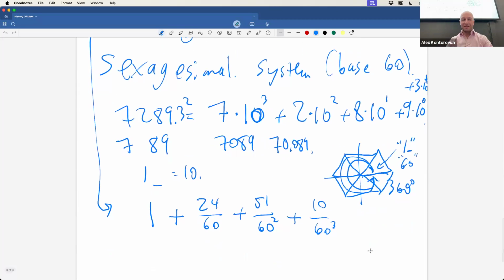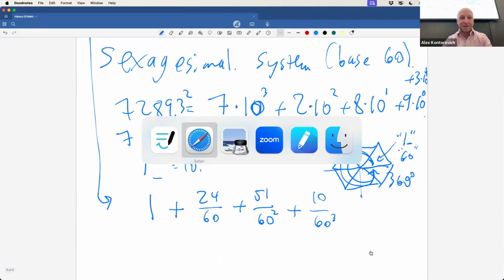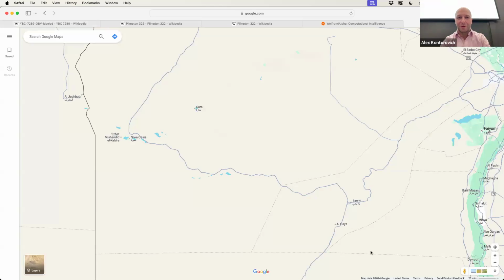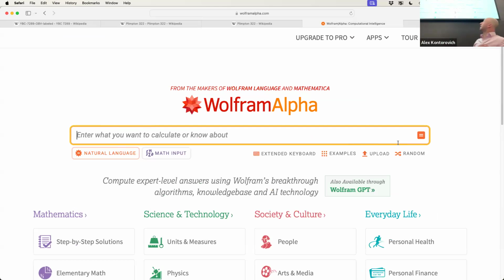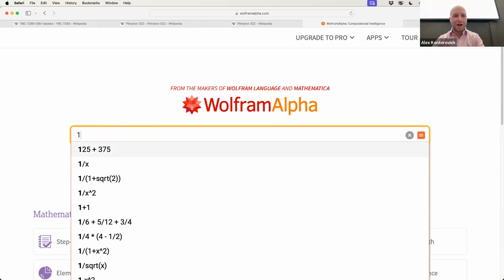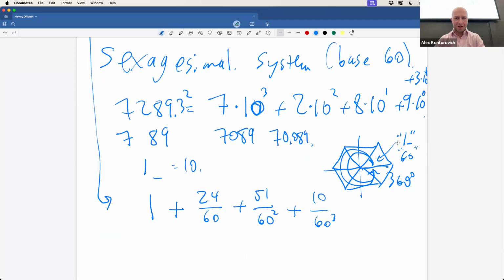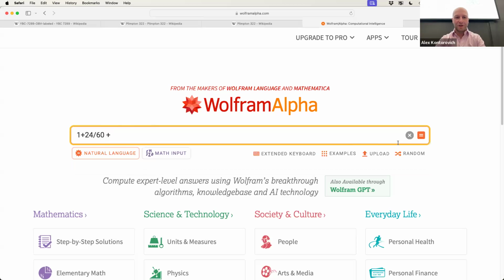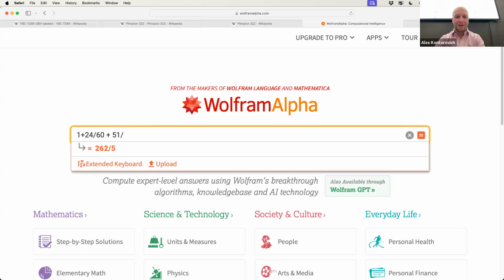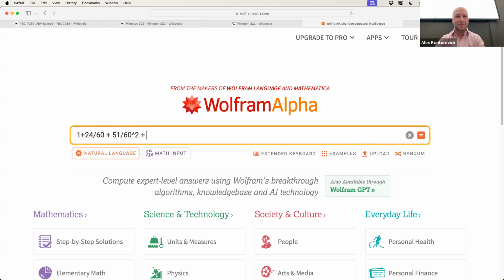Now we need a calculator. Let's pull up Wolfram Alpha. Can you guys see that? We had a 1 plus 24 60ths plus 51 over 60 squared. And the nice thing about Wolfram Alpha is it knows what to do. I don't have to put parentheses.